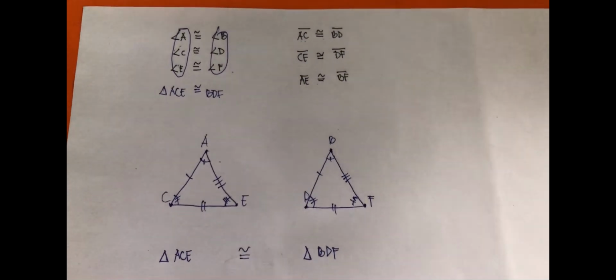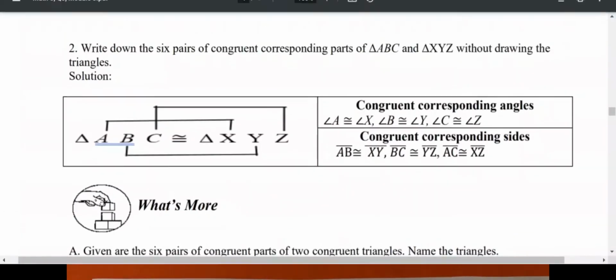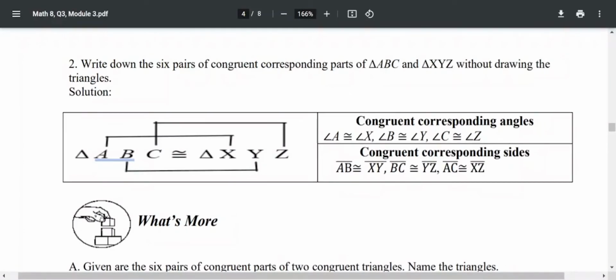So that's the answer for the first example. For number 2, write down the 6 parts of congruent corresponding parts of triangle ABC and triangle XYZ without drawing the triangles. So nagtagan tag duha ka congruent nga triangle ABC and XYZ, then atong i-identify ang mga congruent corresponding parts. So pwede nga dili na ta mag-drawing, based ra ta ani sa given nga names sa mga triangle.